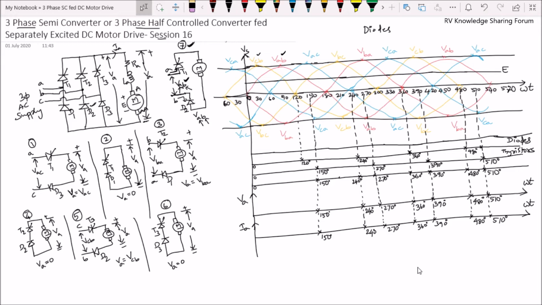Now we have to find the angle at which VCB becomes more positive. Marking in black color here, at 0 degrees, if you watch, the line voltage VCB becomes more positive.